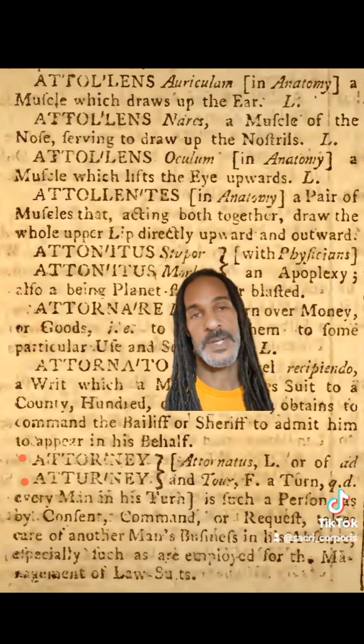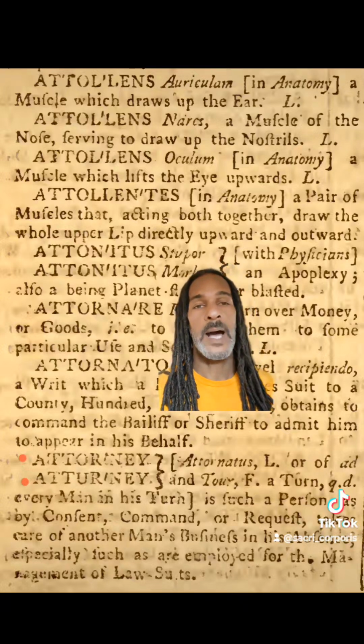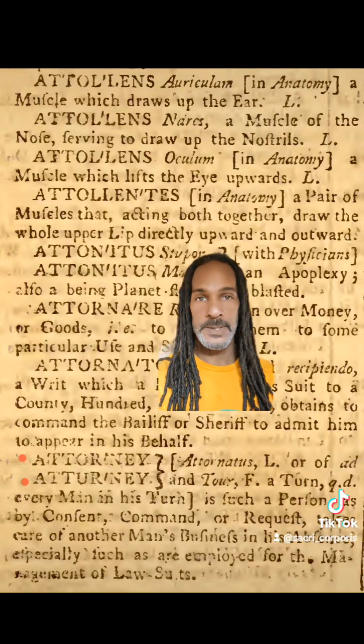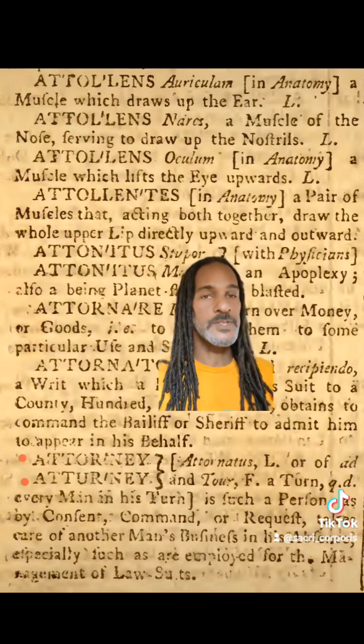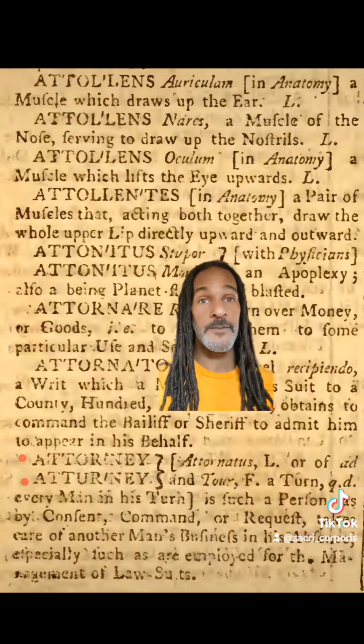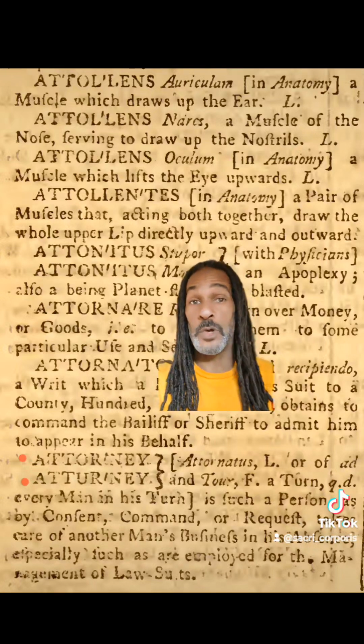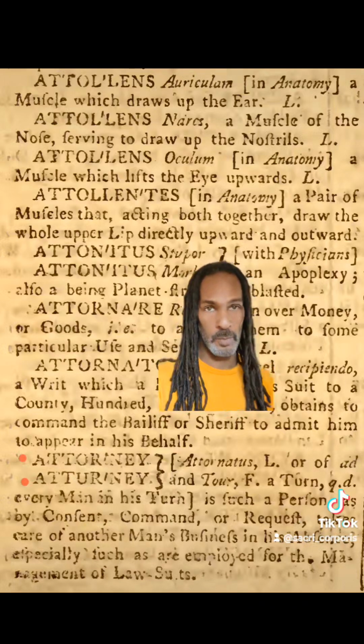Now check this out, all right? They're basically telling you that you're not there. When you get an attorney, you are considered an infant, someone who cannot speak. So you take away all of your rights, and you gave leave, you gave permission, you gave consent to have somebody represent you.